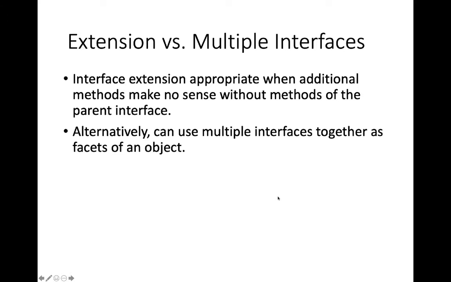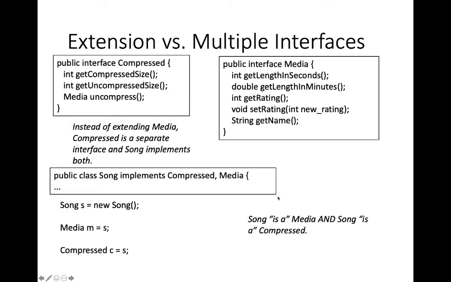But if these things are largely independent of each other and there are just different facets of behavior, and an object can have some subset of those facets, then it makes sense to define these things as separate interfaces, and then for any particular class to simply list which ones it's going to abide by. So an alternate view, for example, might be something like this, where I have a media interface for things that can be media, and I also have a compressed interface for things that are compressed.